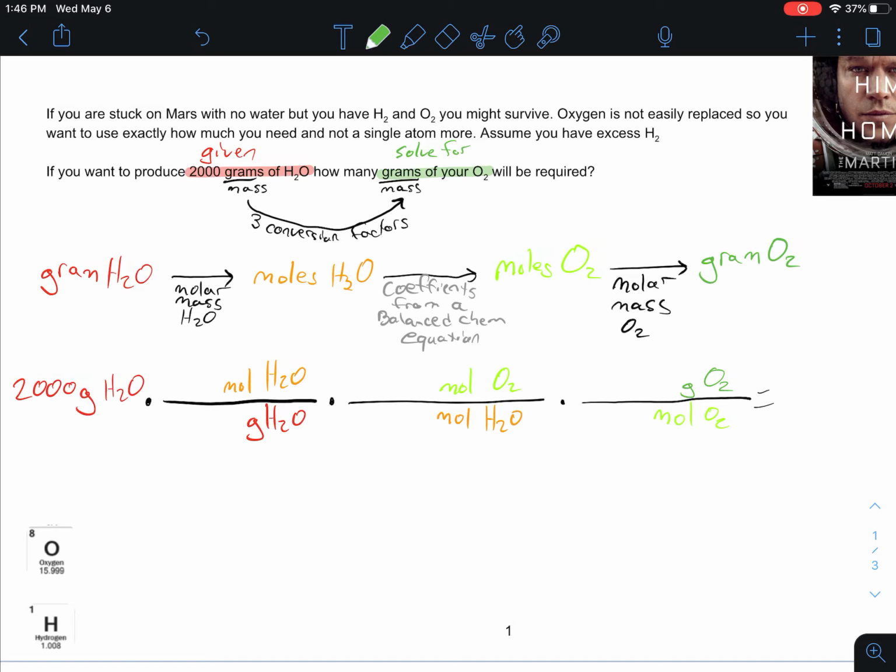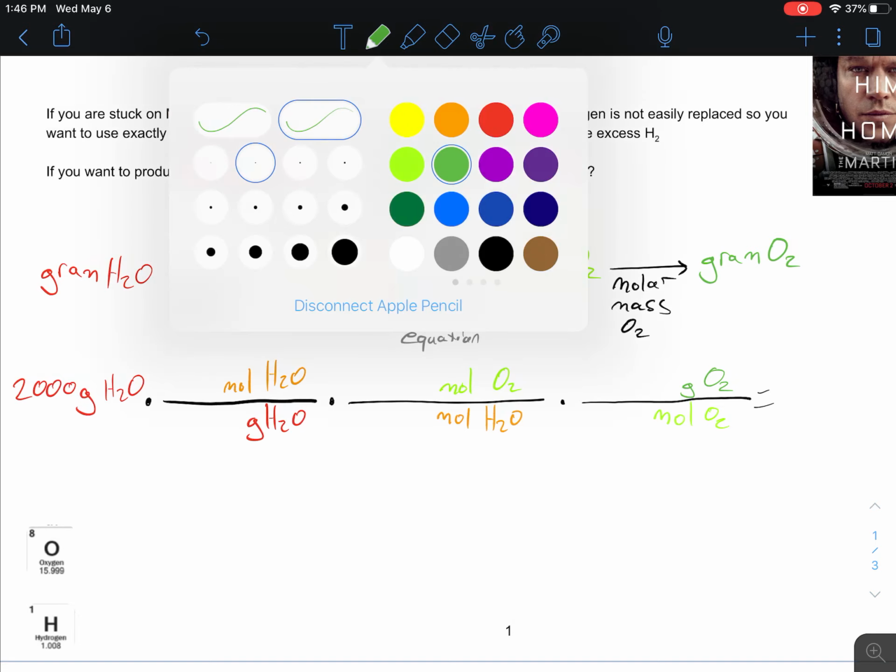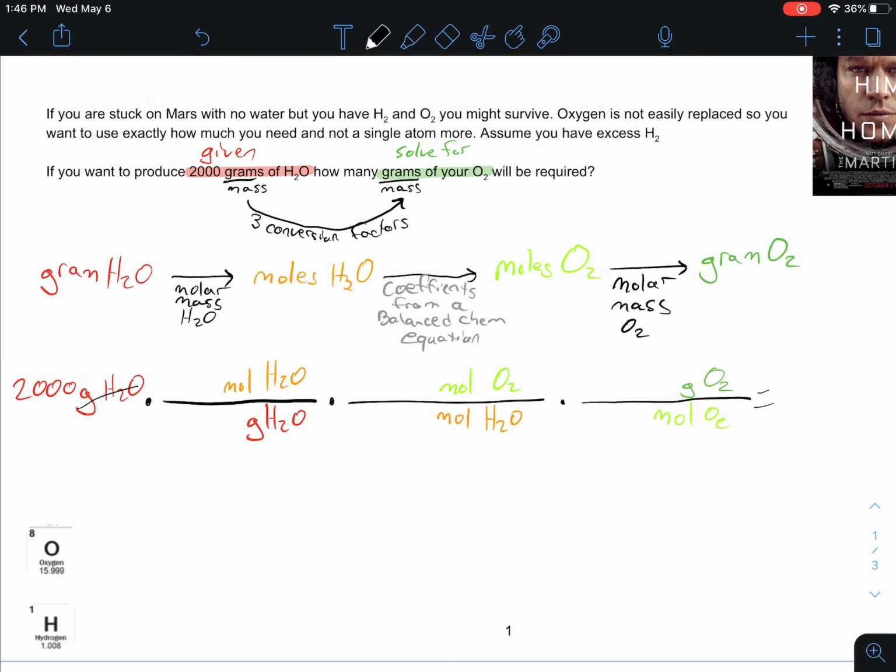Let's see if everything cancels out the way it should. Top units cancel bottom. Top cancels bottom. Top cancels bottom. We are left with grams O2, which is what we want. Grams O2. So we should check all the way back to solve for grams O2. Good. It's the only unit that doesn't cancel out. I'm going to get rid of those crosses just so we can clearly see the units.